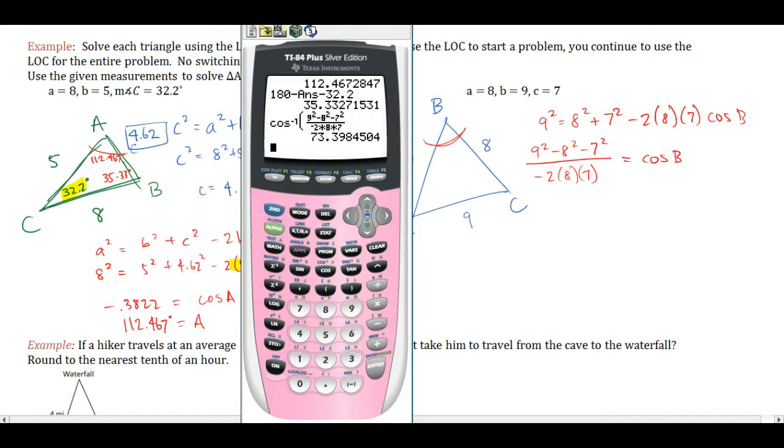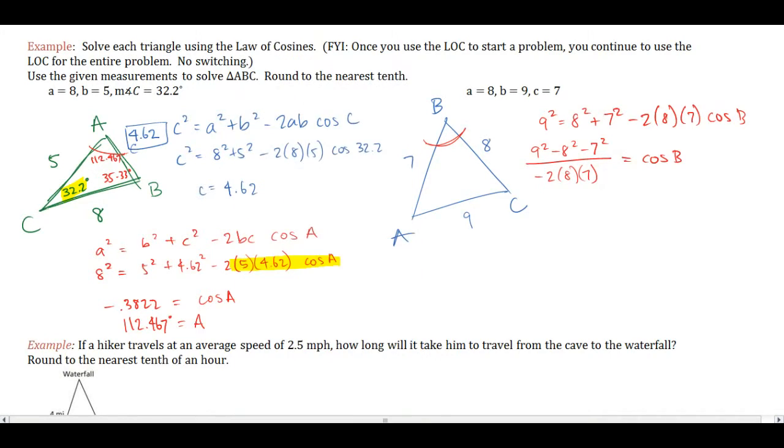73.39. Let's call it 73.4. So 73.4 degrees. So B, 73.4 degrees. So you can write it nicely, or I'll sneak it in the triangle, but it probably looks better if you write it in a table or something. Now I've got to go find one more angle.